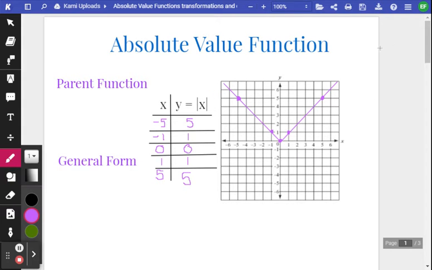For any value that we plug in for x, we're always going to have this nice straight line, this nice correlation between the x and the y values. So the parent function is just f of x is equal to absolute value of x. The general form of an absolute value function now talks about putting a transformation in there: y equals a times the absolute value of x minus h plus k.